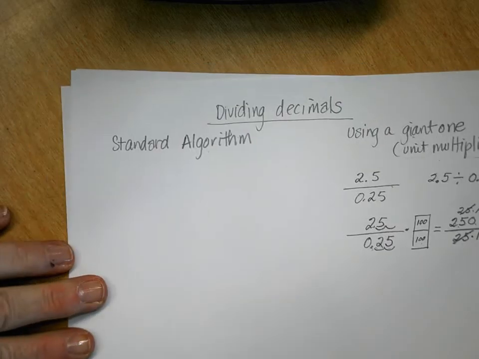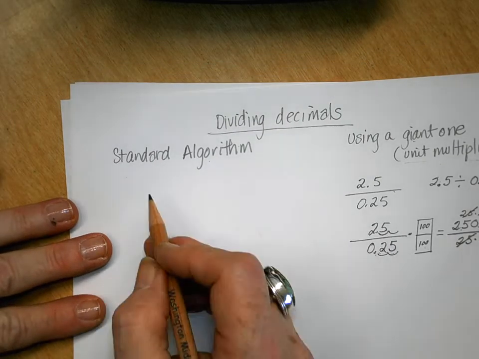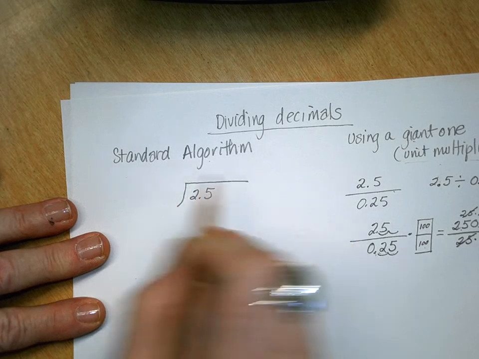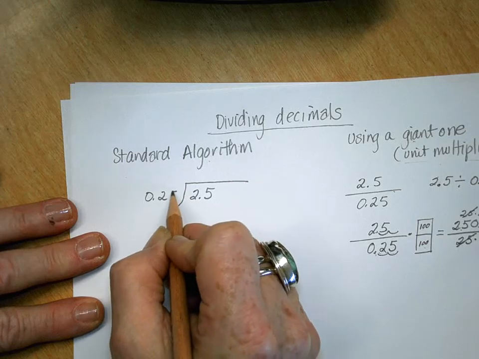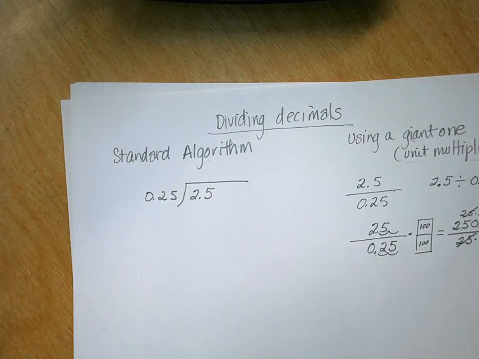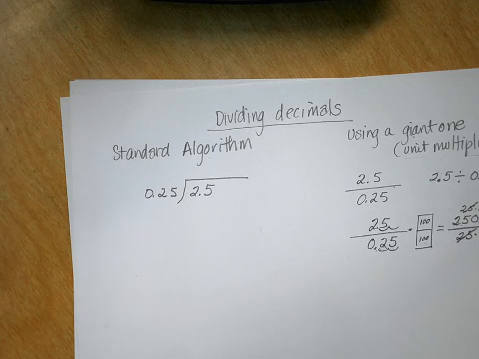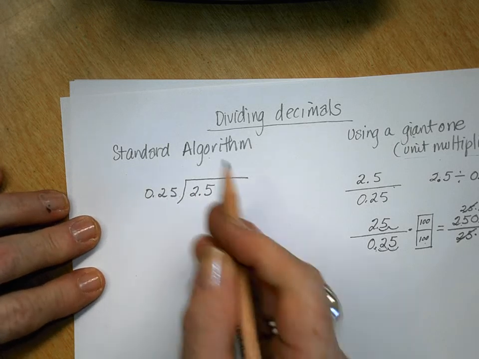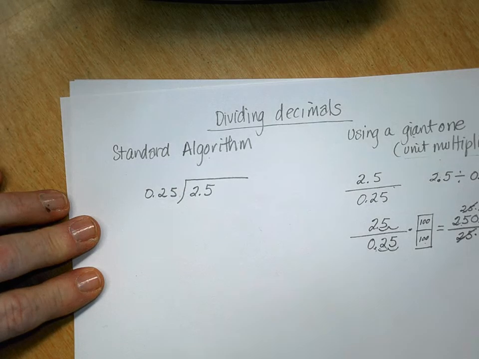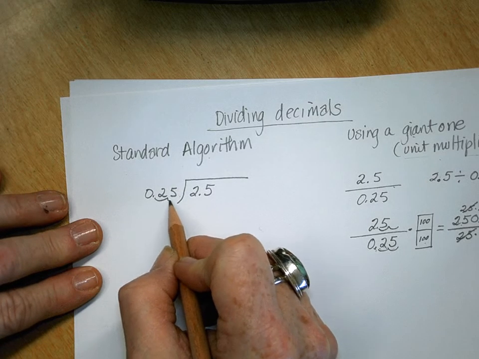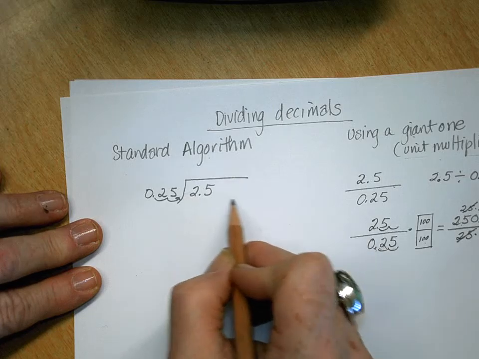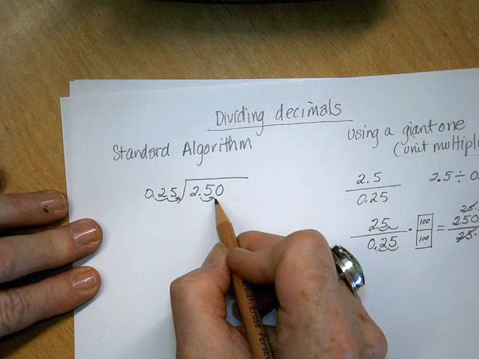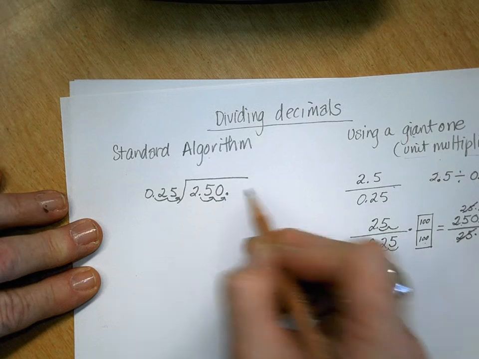I could also do this with the standard algorithm. I would have 2.5 divided by 0.25. Now, when I have decimal numbers with the standard algorithm, what I do is I see how many places I have to move my decimal point in this one to make this a whole number. I see I need to move it 2 places. So I'm going to do the same thing with this value. So this is 1 place. I need to add a 0 to hold the place. I move it 1 place more, right here.